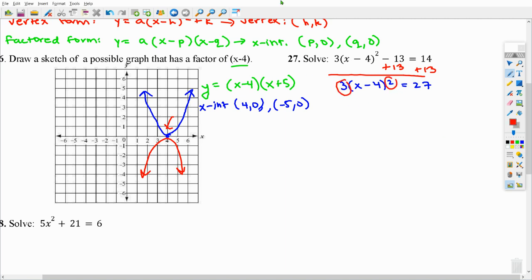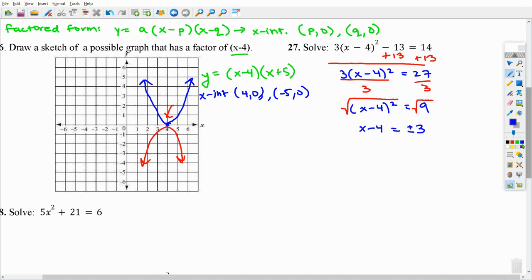I also want to get rid of this squared, but this 3 I can do first. So I'm going to divide by 3, and then I'll get (x minus 4) all squared is equal to 9. And then now I could get rid of this squared, and I'm going to use the square root. So once I square root both sides, I'll get x minus 4 is equal to, well, the square root of 9 is going to be 3, and then don't forget positive and negative 3, because both answers work.